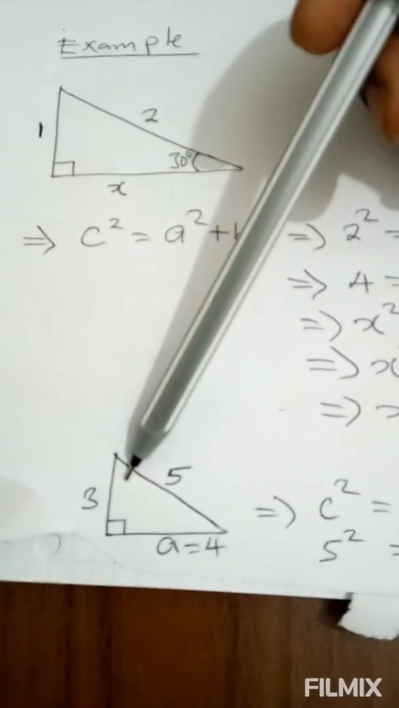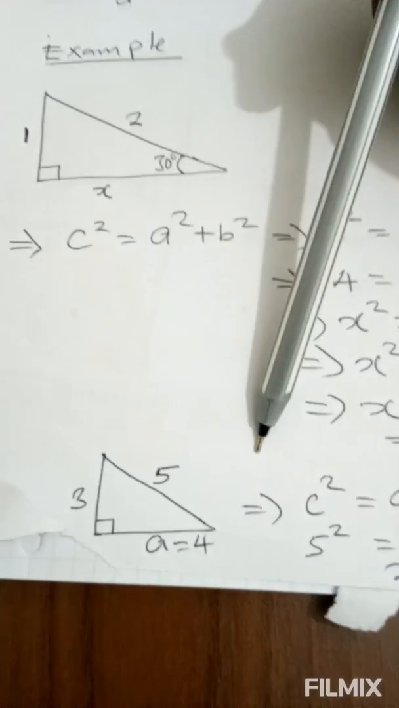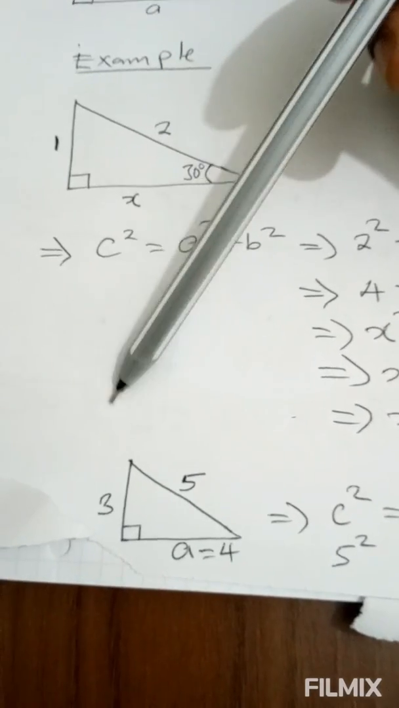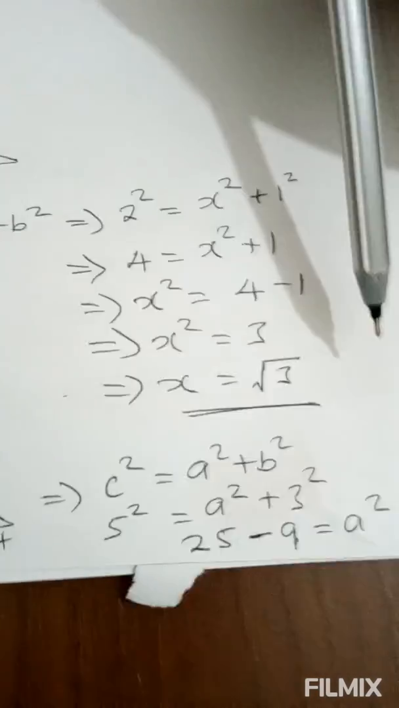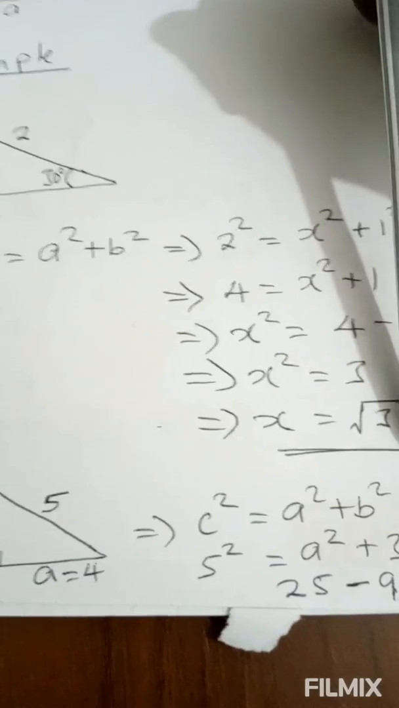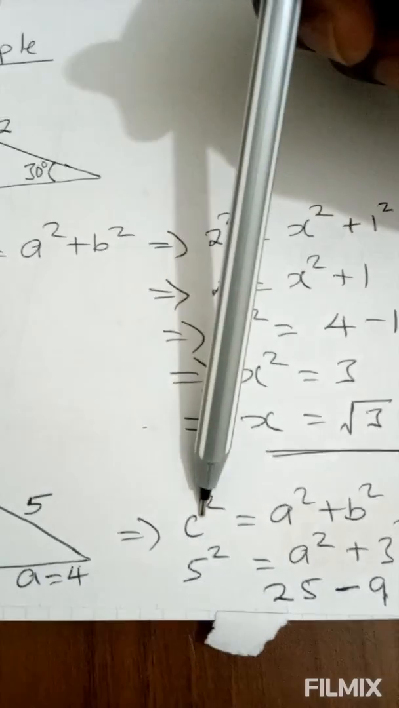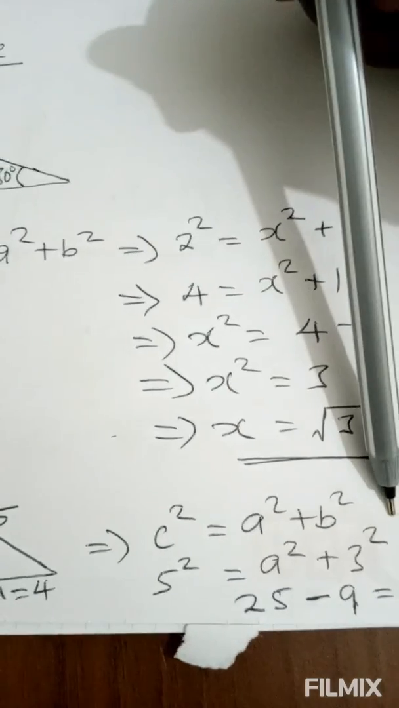Then we can now see another example, which is a very famous example. We have the hypotenuse 5 units, then we have the opposite 3 units. We know that this side will be 4 units. When we say c squared is equal to a squared plus b squared, so when we square 5, and we square a and we square 3, we collect the like terms.